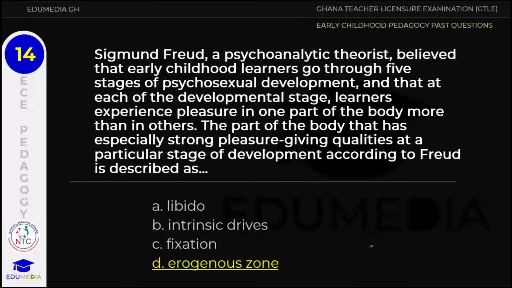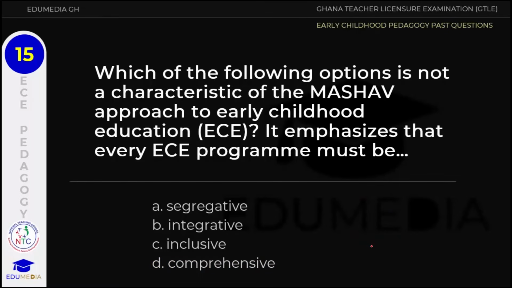The next question is 15. Which of the following options is not a characteristic of the Marshall approach to early childhood education? It emphasizes that every early childhood education program must be A, segregative, B, integrative, C, inclusive, and D, comprehensive. The correct answer is A, segregative.